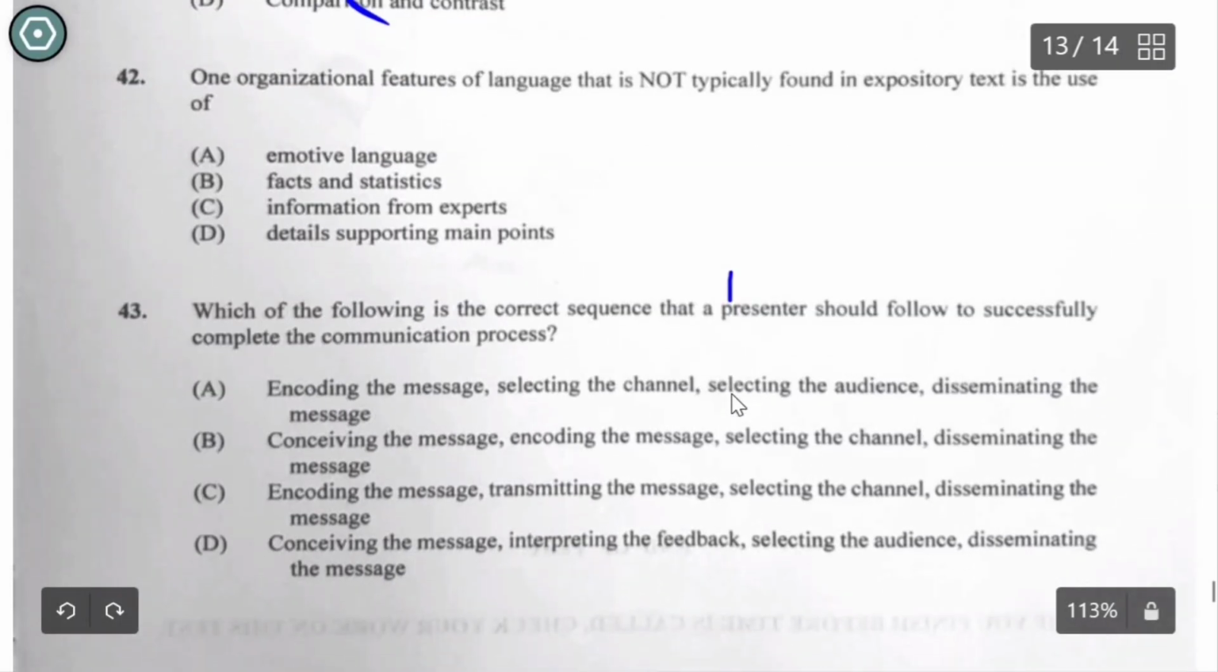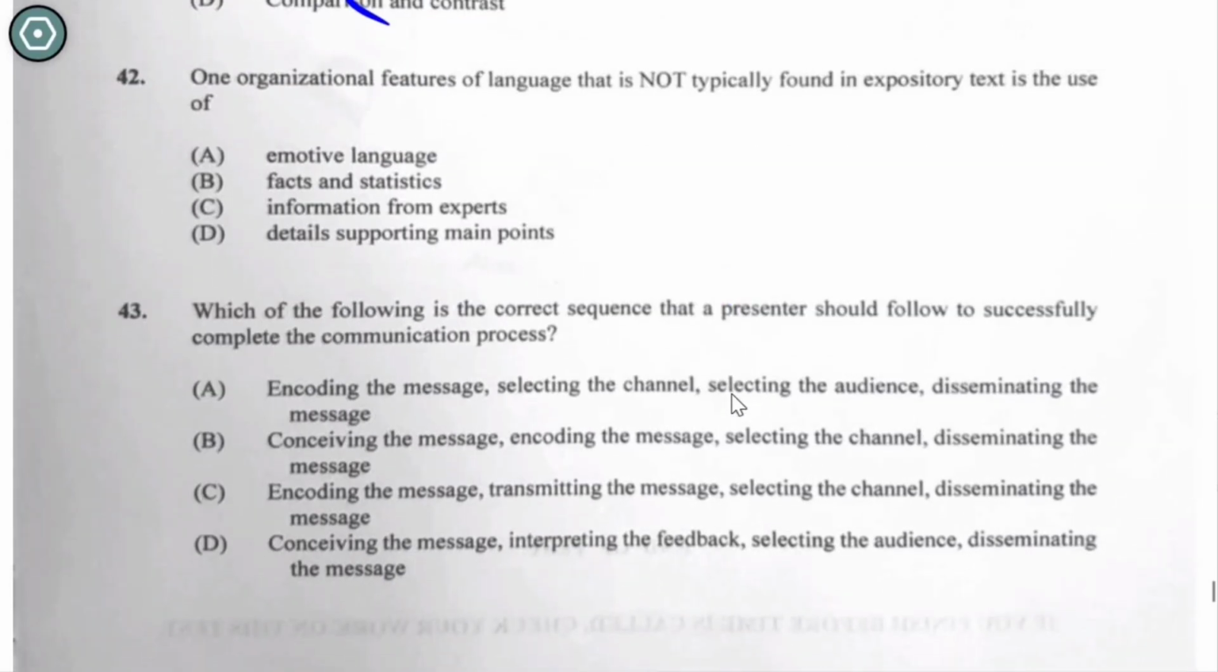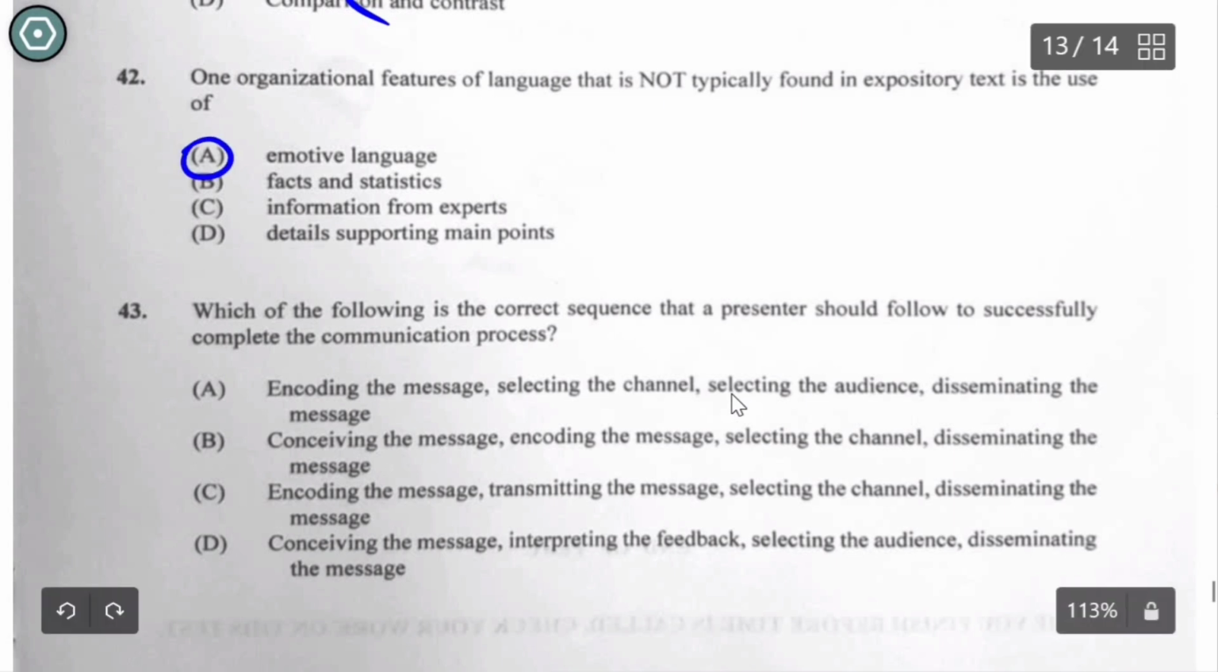42. One organizational feature of language that is not typically found in expository text is the use of emotive language, facts and statistics, information from experts, details supporting main points. Emotive language. Remember, expository pieces should not persuade in any way or form.